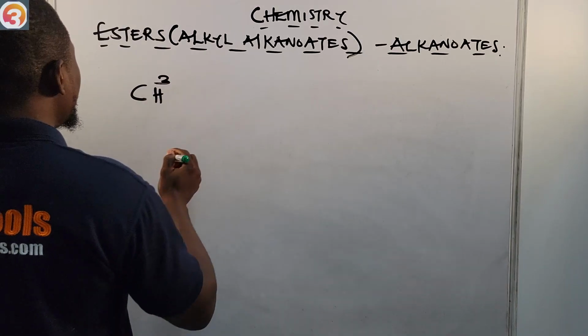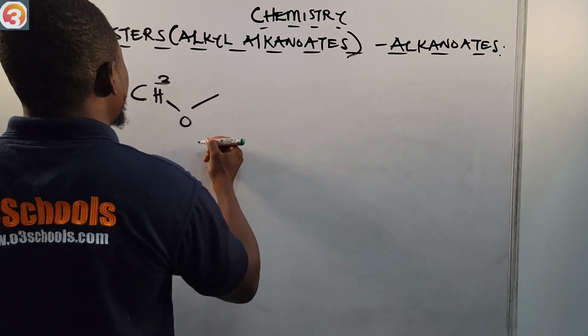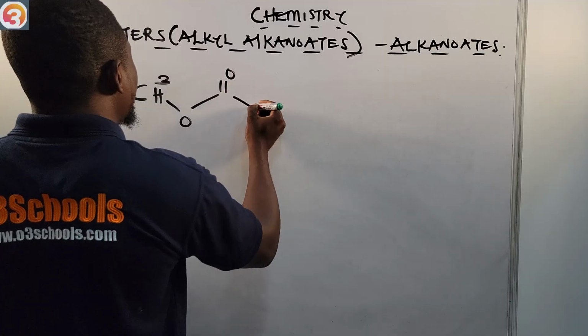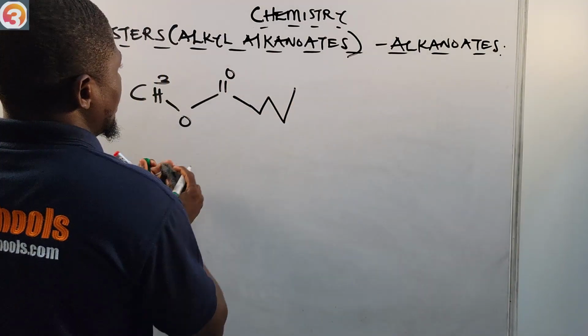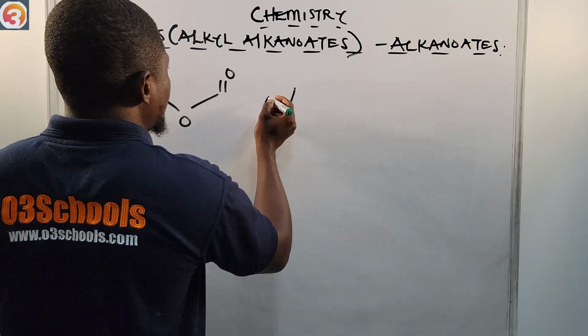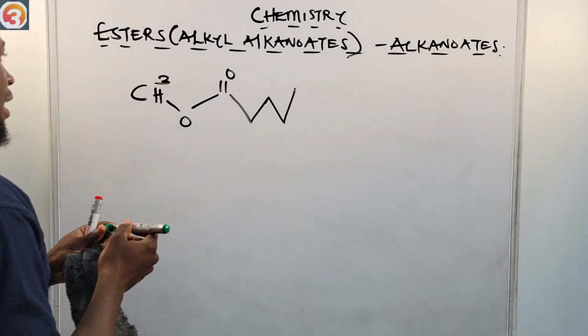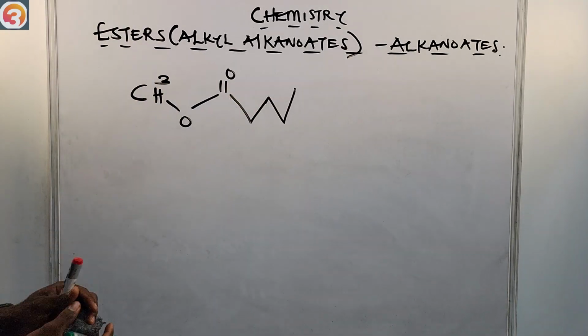CH3. Okay, then we now have our O. Then we now have our double bond O. Then we now have, let's say, 1, 2, 3, 4. Okay, something like this. So we have something like this. All right, now what are we going to call this compound?